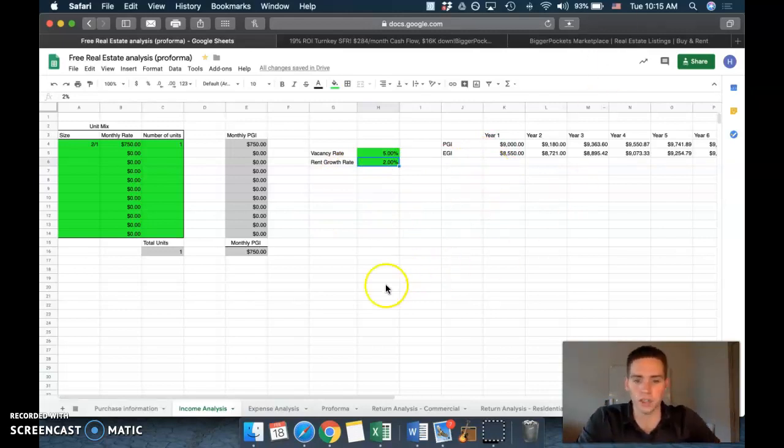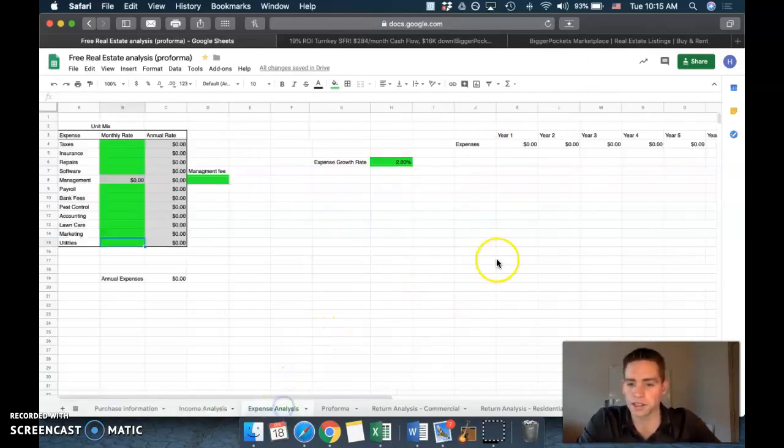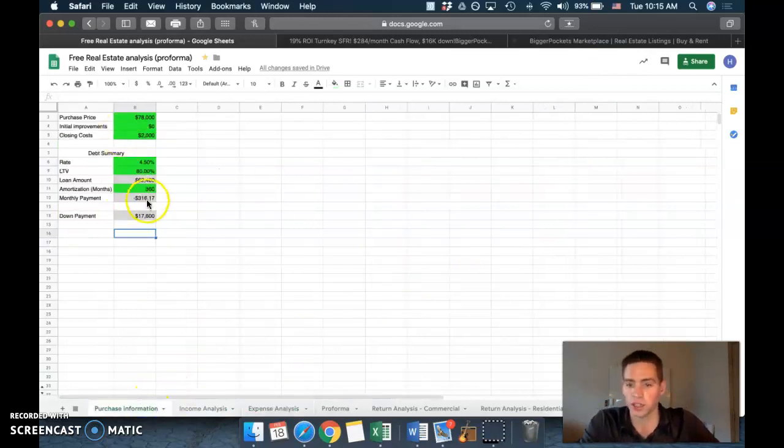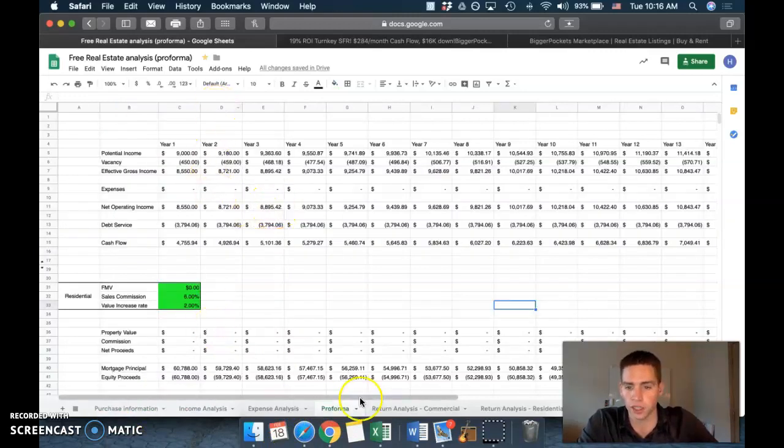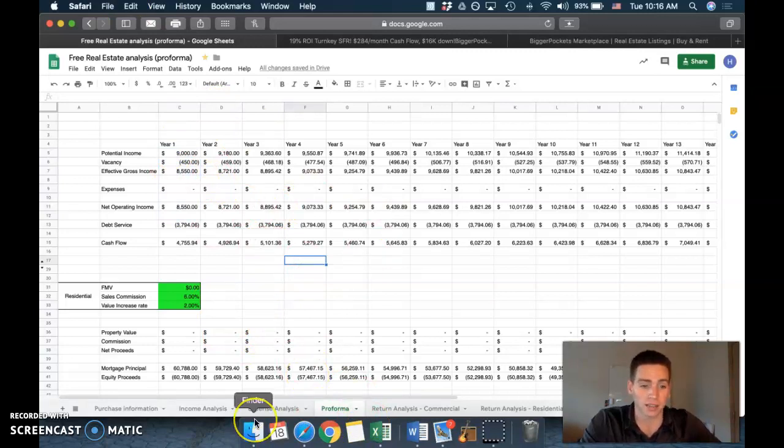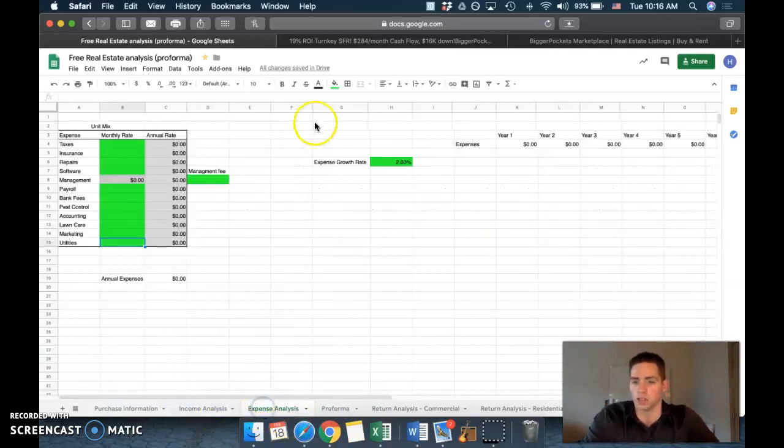Now we want to come over to our expense analysis tab. And by the way, here's what this sheet's doing. As we enter in information, it's going to automatically come over and put our information in our pro forma tab, where it's going to stack all of our numbers up for us to analyze in one fell swoop. So as you enter in information, it's doing all the work for you behind the scenes. So now we want to come over to our expense analysis tab, and this is where we want to enter in all of our expenses.